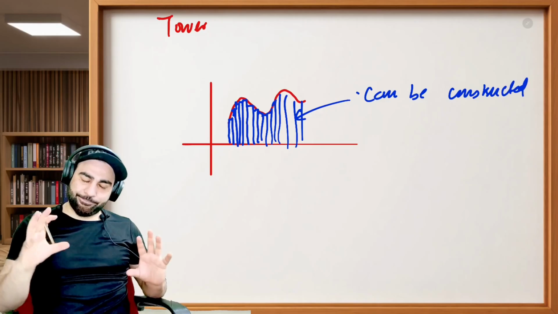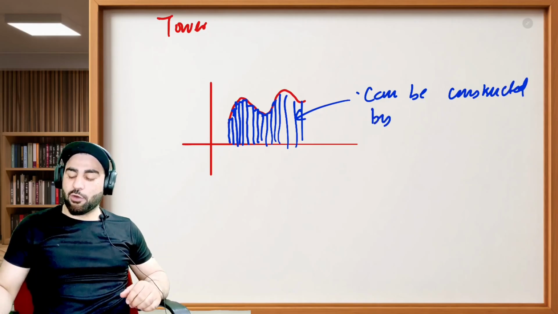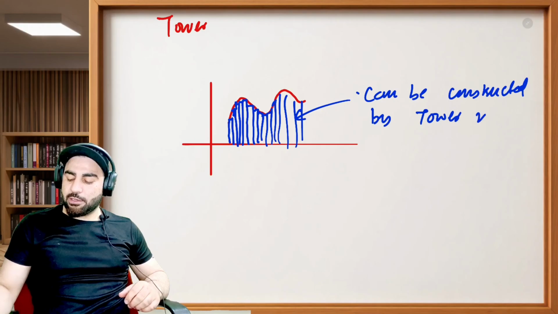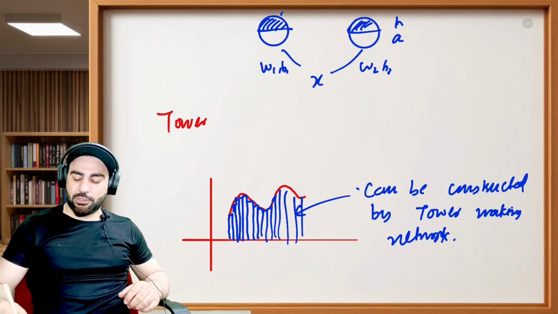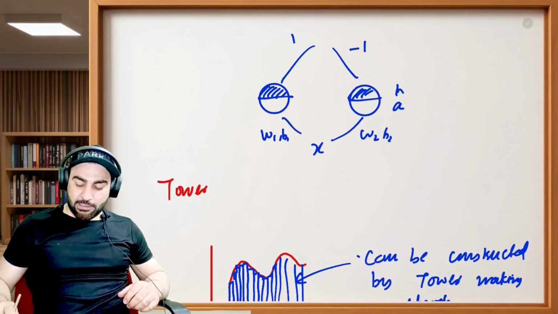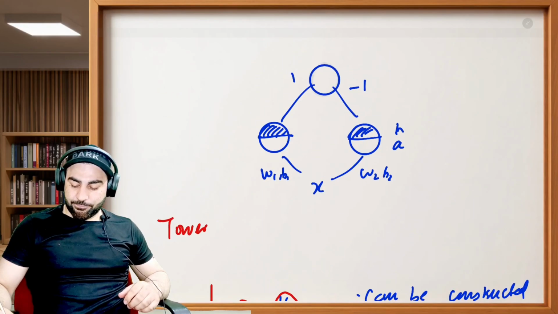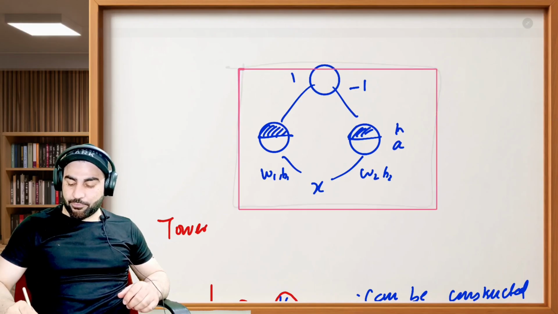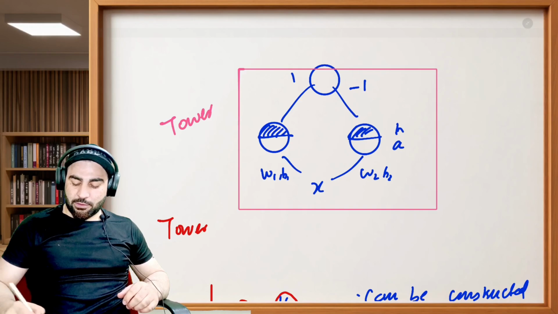Let's call that tower making function the tower making network. Okay, this was over here. So this is that tower making network. Let's suppose this is the output, and this is my tower making network.